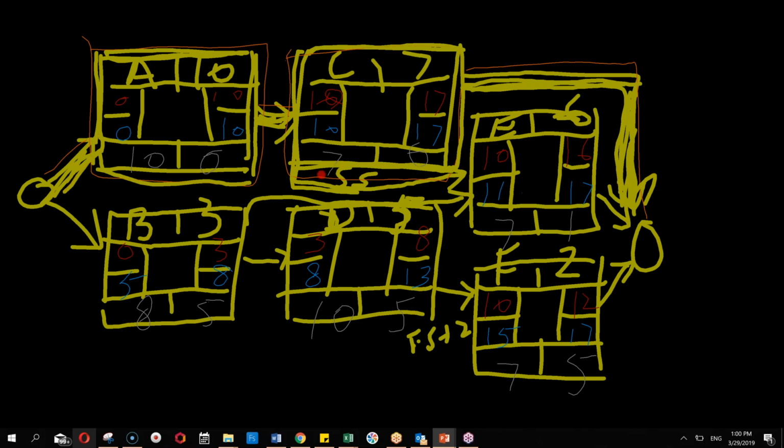Like, this AC path took 17 days, whereas BDE path was taking 16 days. BDF path was taking 12 days. So this will be the longest path. AC is the longest path. So the longest path will have 0 float because their earliest and latest dates are same. If I find the difference, that will be 0. So there is no allowance in these two activities.